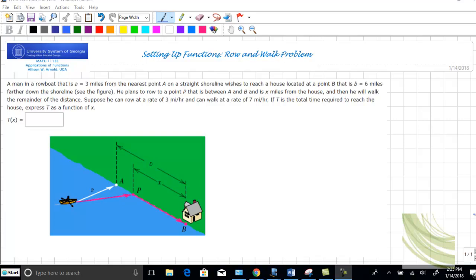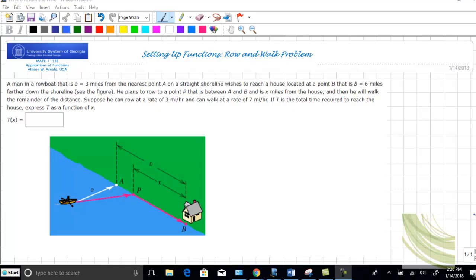Hey everyone, this is a problem that we often do in calculus classes, so it's good to approach how to set this up in order to apply it in calculus later. So let's see, there's lots of words here, so let's take our time.